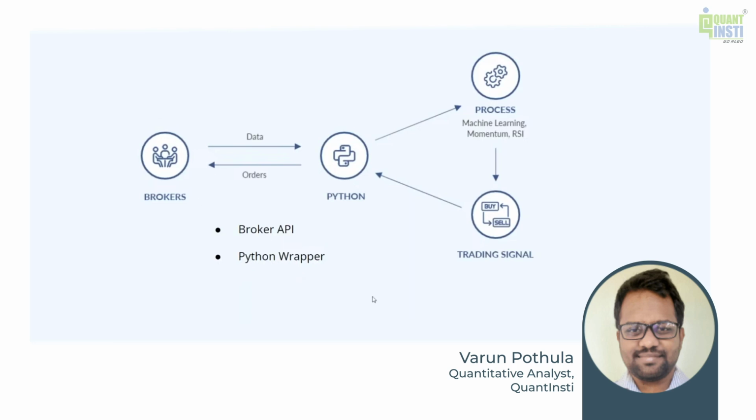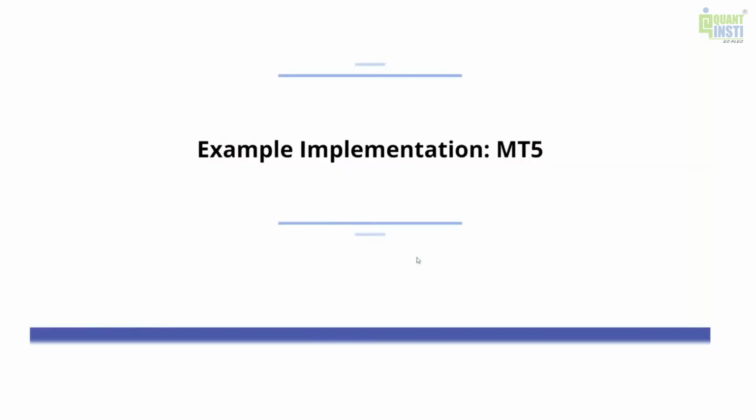So on a high level, these are the two ways you integrate a broker and Python. Through broker API, a straightforward way, but you need to build code from scratch, and through Python wrappers, where the functions are already available, the methods are already written, and you just need to use those methods or customize those methods. So let's understand with an example of Python wrapper for MT5.